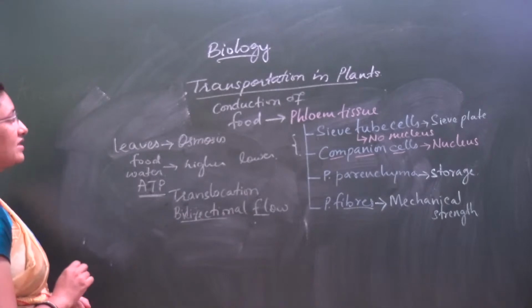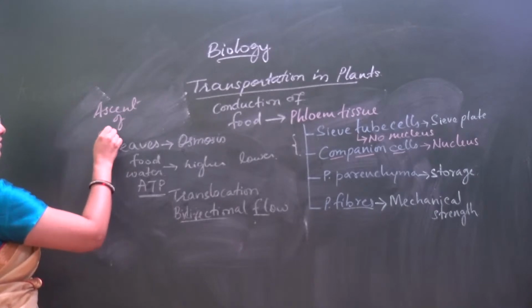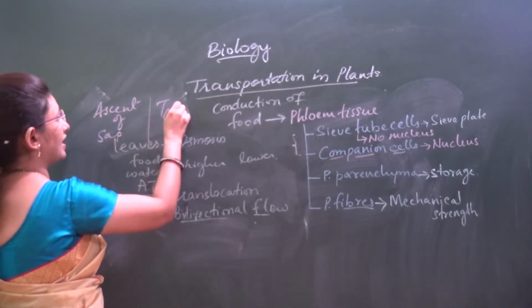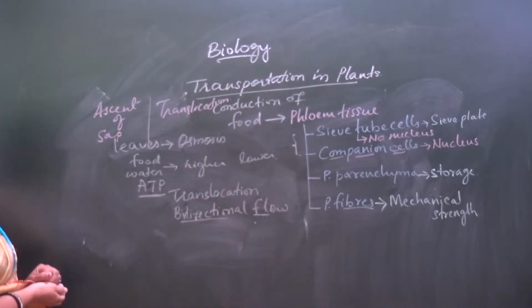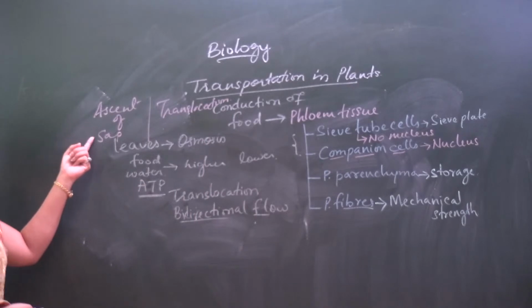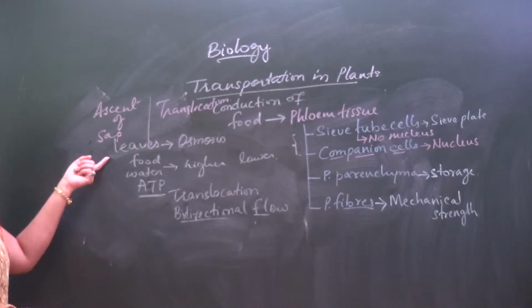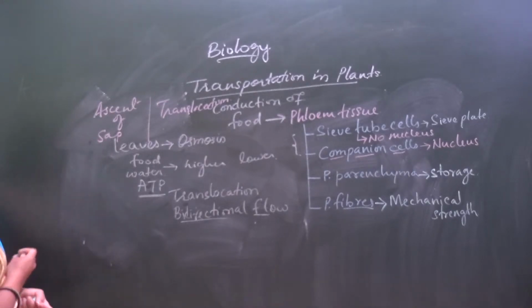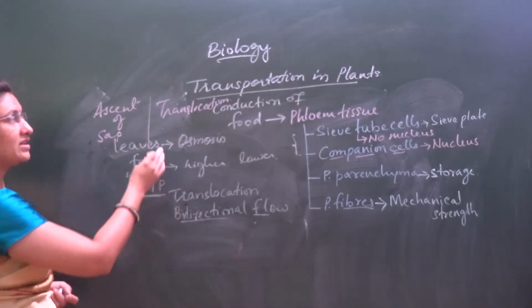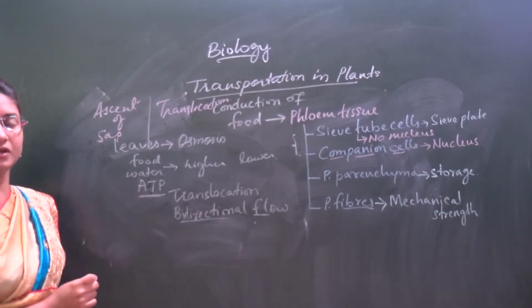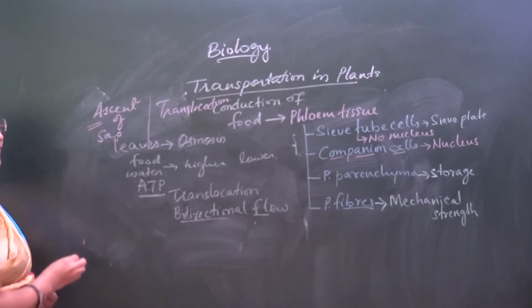Sometimes the difference between the ascent of sap and translocation can be asked, wherein it should be mentioned that the ascent of sap is nothing but the movement of water from the roots to the aerial parts of the plant body. Water and minerals are moved from the roots to the aerial parts of the plant body. Whereas translocation is the movement of the soluble food material from the leaves to the different parts of the plant body. Ascent of sap, this is carried out by which tissue?